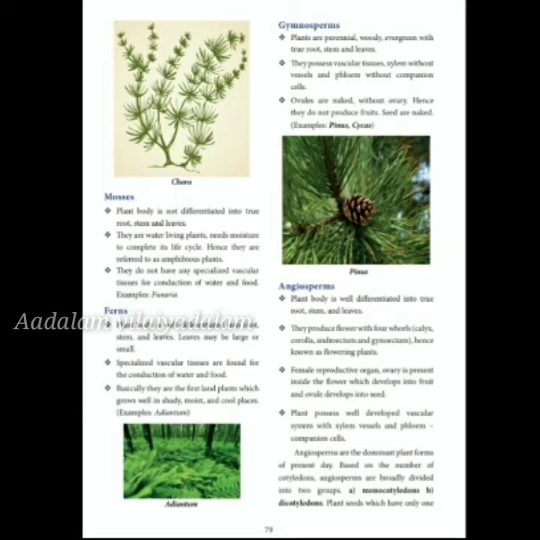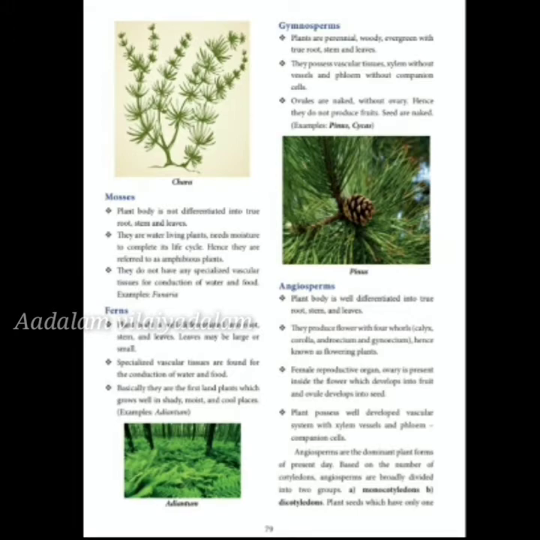Plant body is well differentiated into true root, stem, and leaves. They produce flowers with 4 whorls, calyx, corolla, androecium, and gynoecium, hence known as flowering plants. Female reproductive organ, the ovary, is present inside the flower, which develops into fruit, and ovule develops into seed. Plant possesses well developed vascular system with xylem vessels and phloem companion cells. Plant forms of present day are based on the number of cotyledons. Angiosperms are broadly divided into two groups: monocotyledon and dicotyledon.